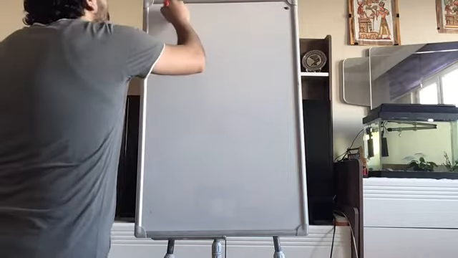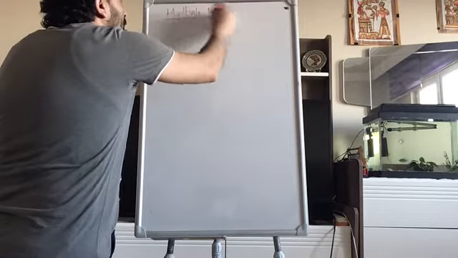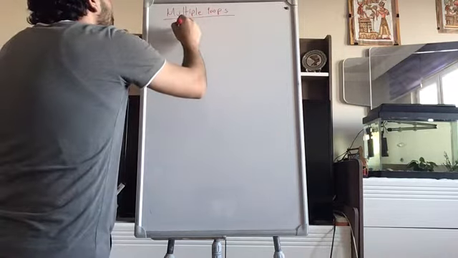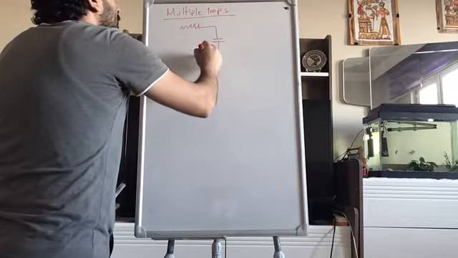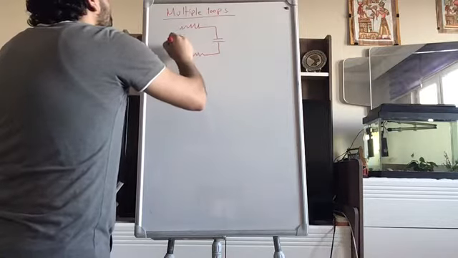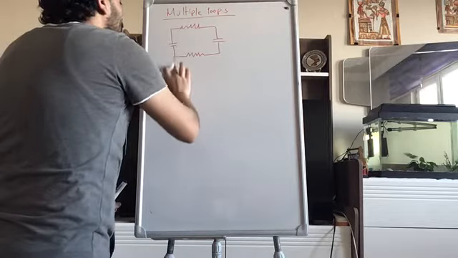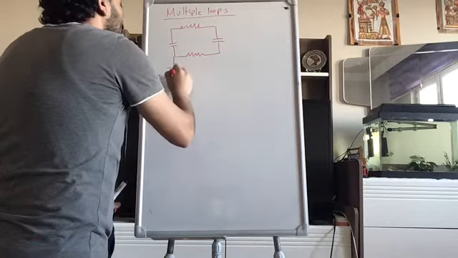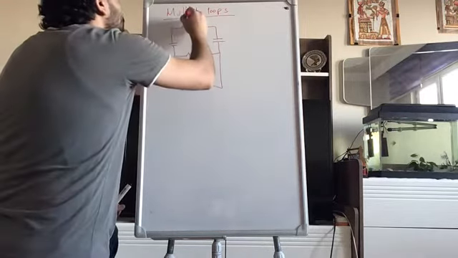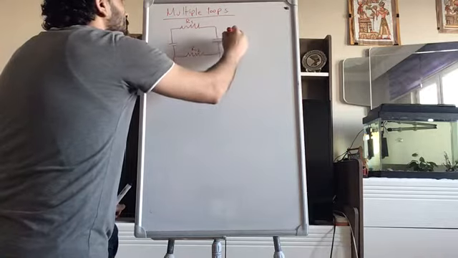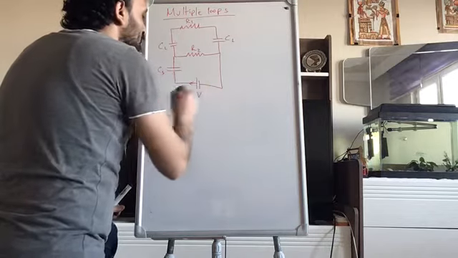So if we have multiple loops, like this, for instance, let's say we have R, capacitor, another R, another capacitor here, another capacitor here, and a power supply here. Let's say this is R1, R2, C1, C2, and C3. So this is V, and our charge is moving from here to here.